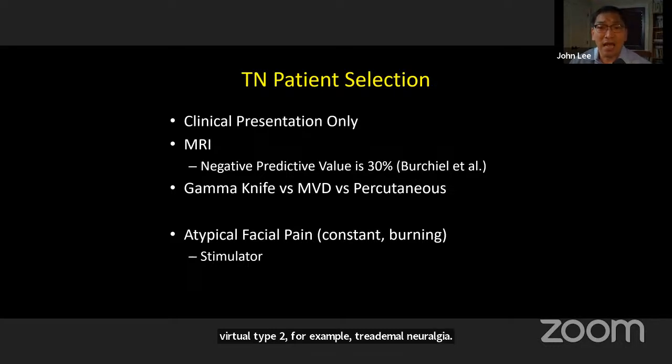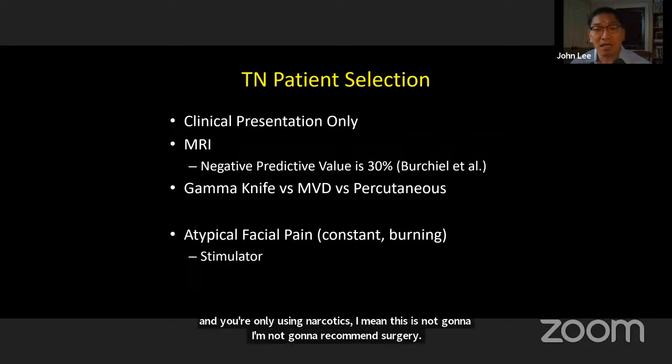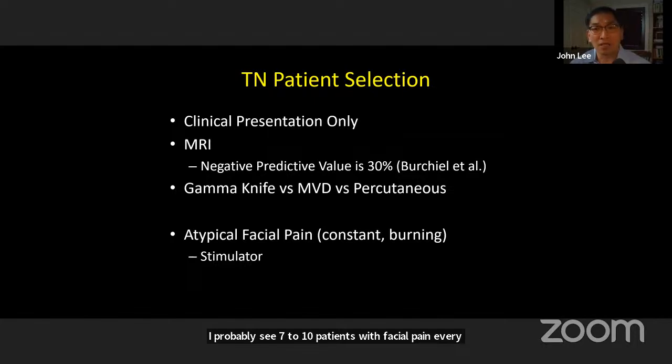I always like to see that they have some improvement with antiepileptics, because if you have no improvement and you're only using narcotics, I'm not going to recommend surgery. I probably see 7 to 10 patients with facial pain every Monday in my clinic. I see about 50 patients during the Monday clinic, and I might only operate on 2 or 3 a week, just because most of these patients are atypical, or I don't think they're going to get better. But I also will offer some gamma knife and some radiofrequency, especially for MS patients.